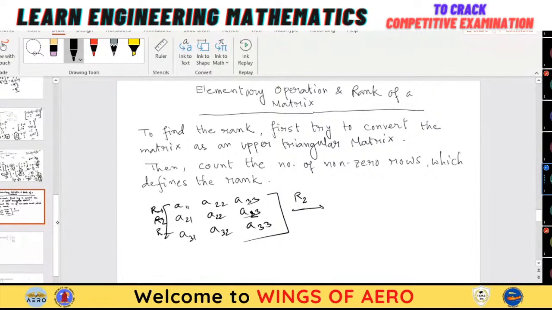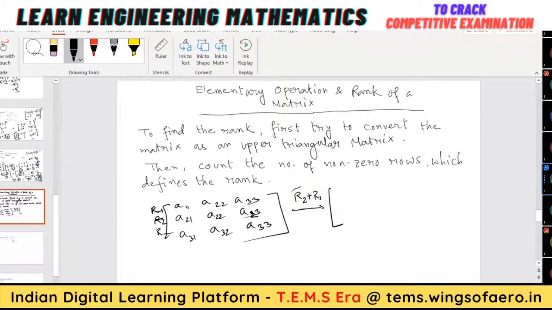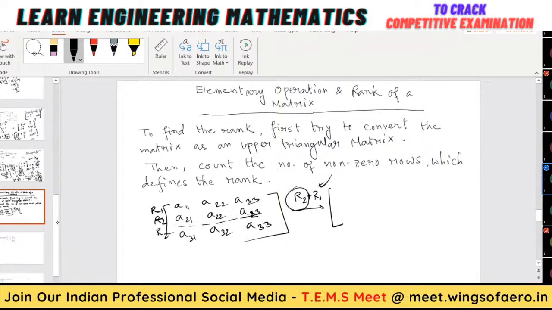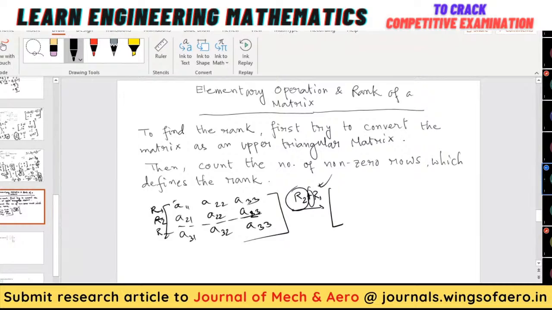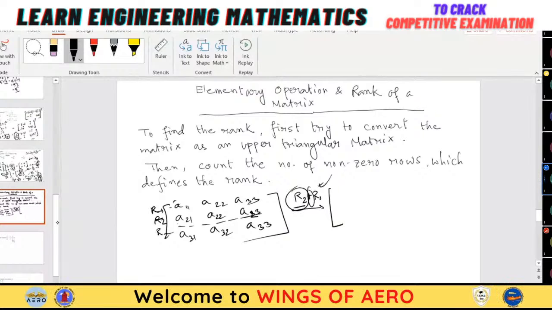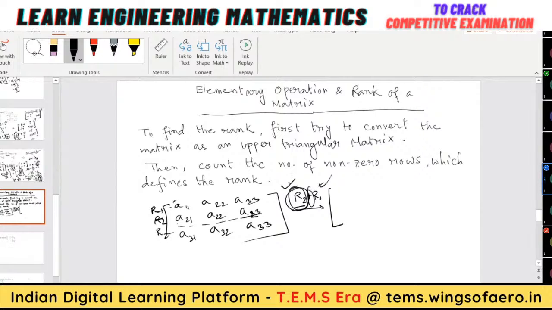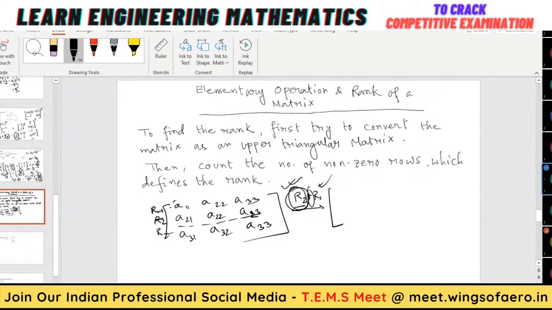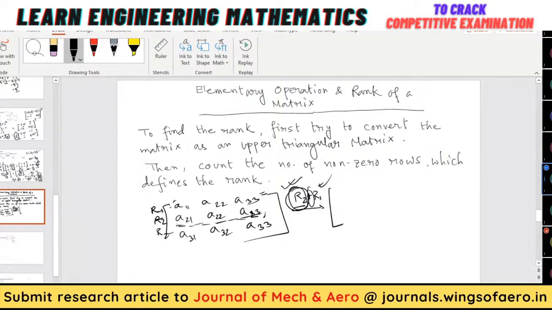If I write here R2 plus R1, what does it mean? It means we are changing the row R2 with respect to the row R1 with the operation plus. We are just adding row 1 and row 2, but after the addition, the change will occur in row 2, not in row 1. Remember this always. Whatever we write in the first position, R2, that row is changed. So row 2 will be changed and row 1 will not be changed.